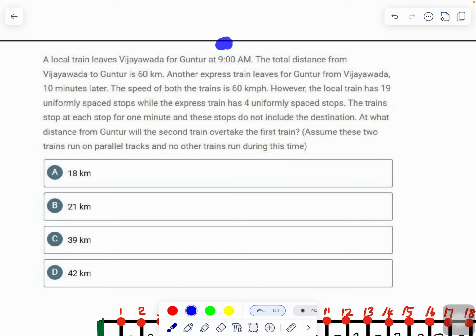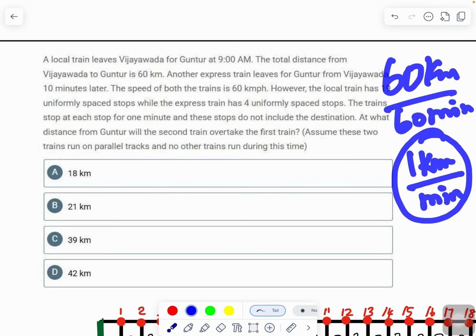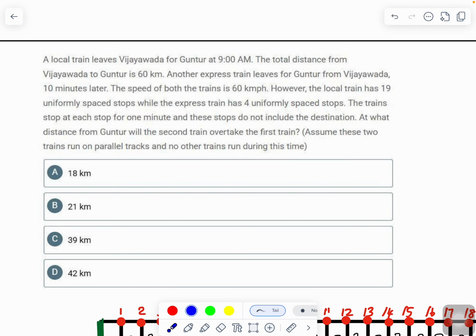So the first train is starting at 9 o'clock. The second train is starting at 9:10. The speed of both the trains is 60 kilometers per hour. So 60 kilometers per hour means in 1 hour, or in 60 minutes, they are traveling 60 kilometers. So 60 kilometers in 60 minutes roughly translates to 1 kilometer per minute. So that is the speed of both the trains.